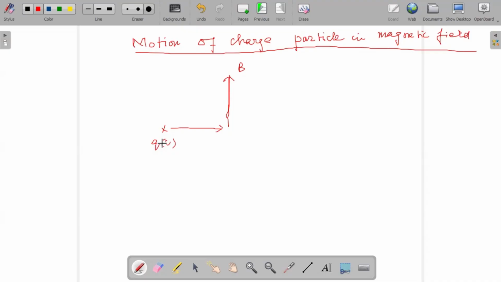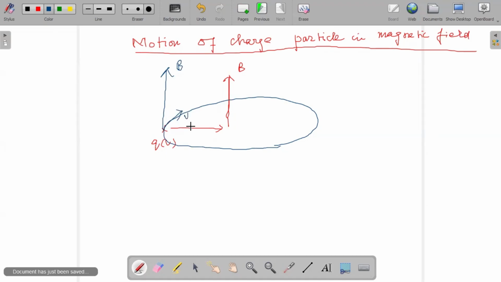So the consequence is the charged particle started moving in circular paths. This is the direction of the magnetic field. This is the particle velocity. This will be the force.